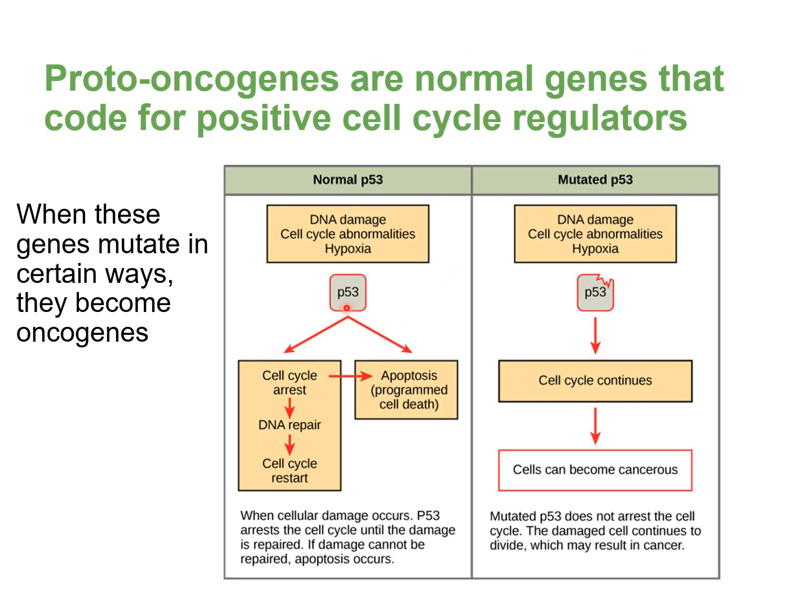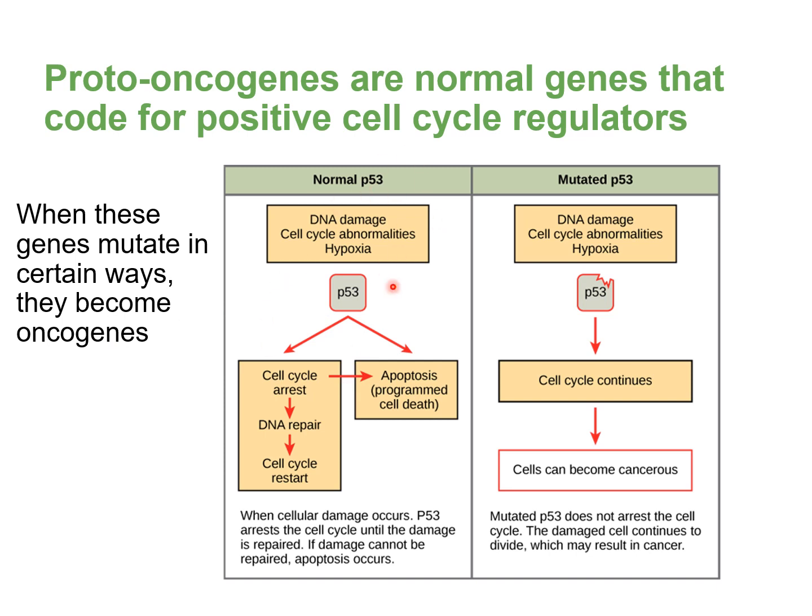So we have something called proto-oncogenes, or like oncologist, right? That's meaning cancer. Proto-oncogenes are normal genes that code for positive cell cycle regulators. So when these genes mutate in certain ways, they become oncogenes, which is cancerous, right?